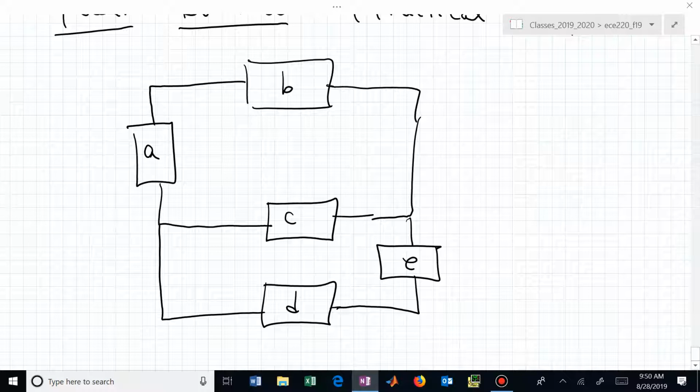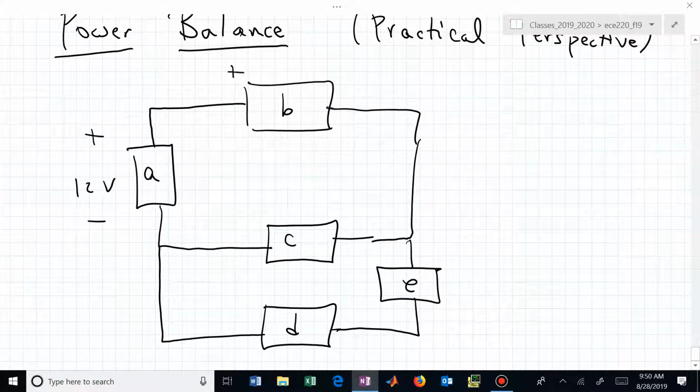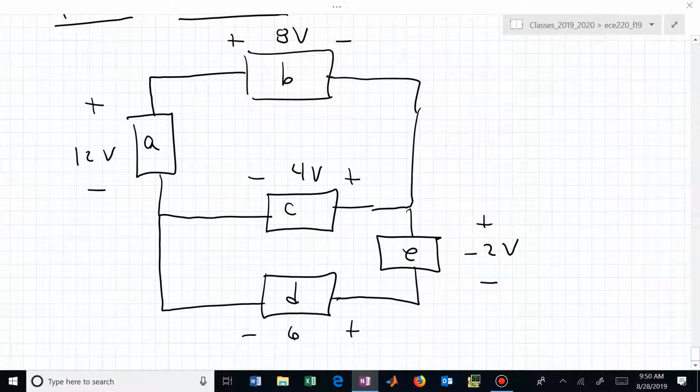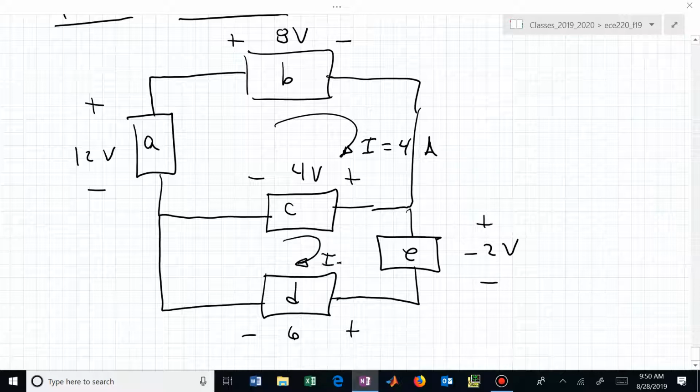If I now labeled this and said, let's say that this voltage, let me just give it a value, is 12. Let's say B's voltage is left to right, 8. C's voltage, right to left, is 4. E's is minus 2 from top to bottom. D is right to left, 6. And we'll learn Kirchhoff's laws that will show us that those voltages are actually consistent or compatible. And maybe now I say, oh, this current in that top mesh is 4 amps, and this current is 2 amps.